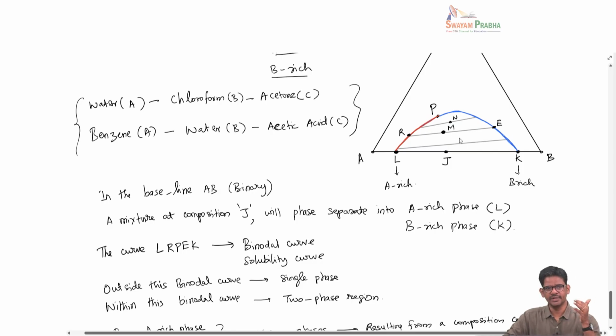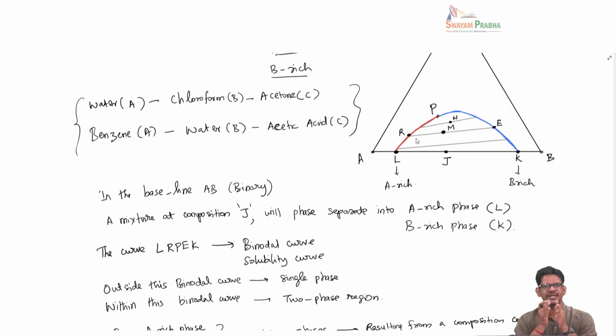Now one thing you can note is that as you move from the line AB to the top, you are actually increasing the amount of C. Okay, as you increase the amount of C, you see that these two curves are actually coming closer and closer. Meaning as you add more and more C, it actually acts as a mediator to make both A and B soluble. Okay, so beyond a certain C, all of them are actually single phase.